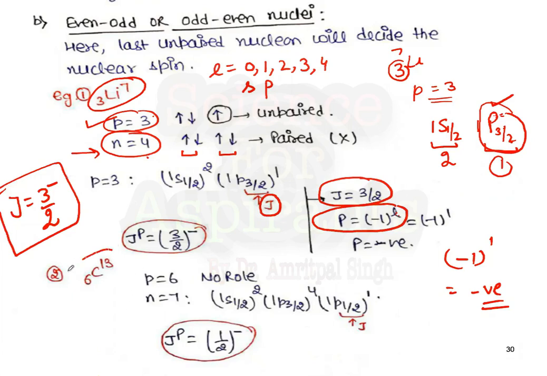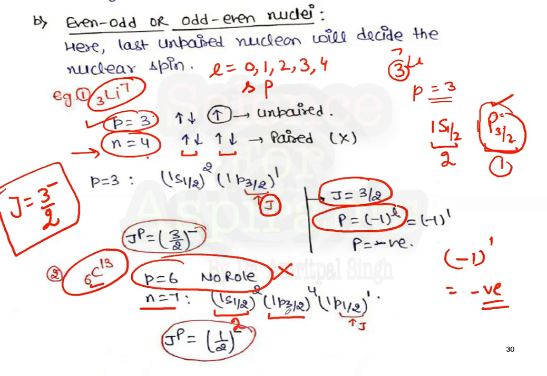Similarly, for carbon-13, you can find the ground state spin. Here there is an even number of protons, so they are paired up and will not play any role in finding the spin. There are 7 neutrons. The first 2 neutrons go into the 1s 1/2 orbital. Then 4 nucleons occupy the 1p 3/2 subshell. So in total there are 7 nucleons, and the 7th neutron goes into the 1p 1/2 orbital.